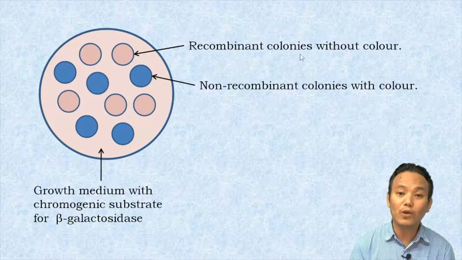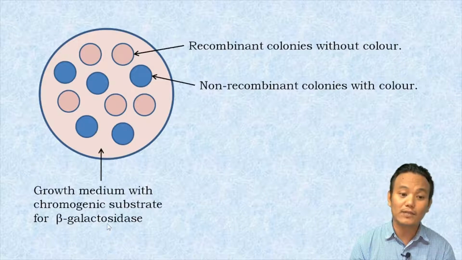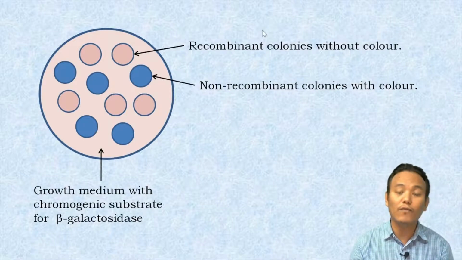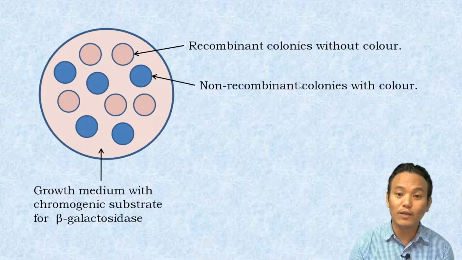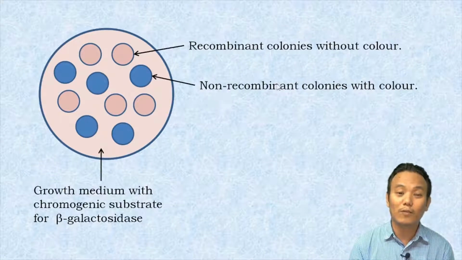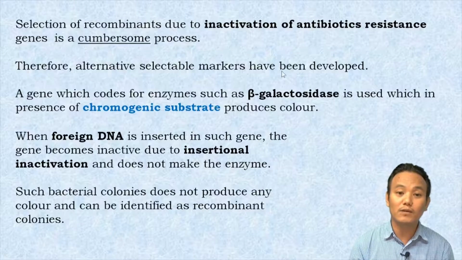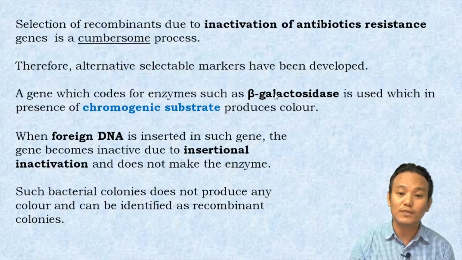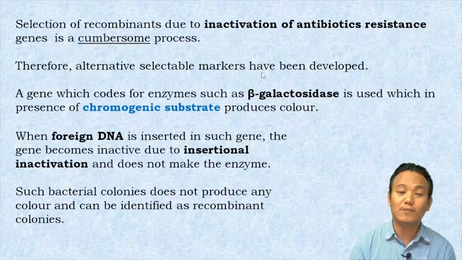Because inside the recombinant colonies, the gene which codes for beta-galactosidase has been inactivated due to insertion of foreign DNA, and therefore they are recombinant colonies. And in these non-recombinant colonies, their beta-galactosidase gene is not inactivated, right? So they are non-recombinant colonies. So I hope it is clear how alternative selectable markers such as genes which code for enzymes such as beta-galactosidase are a good option against the use of antibiotic resistant selectable markers.